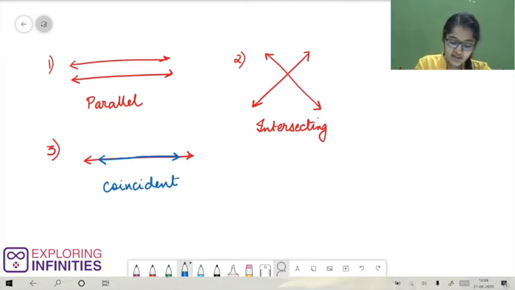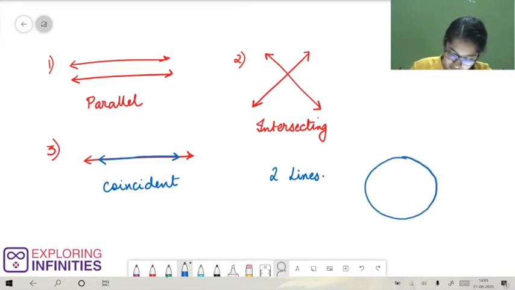Here we studied about the relationship between a pair of lines. That means between two lines. In this chapter, we are going to study about the types of relationships that can exist between a circle and a line. And while learning about how a circle and a line can be related, we will also learn the definitions of the remaining words in our chapter's title, which is tangent and secant.